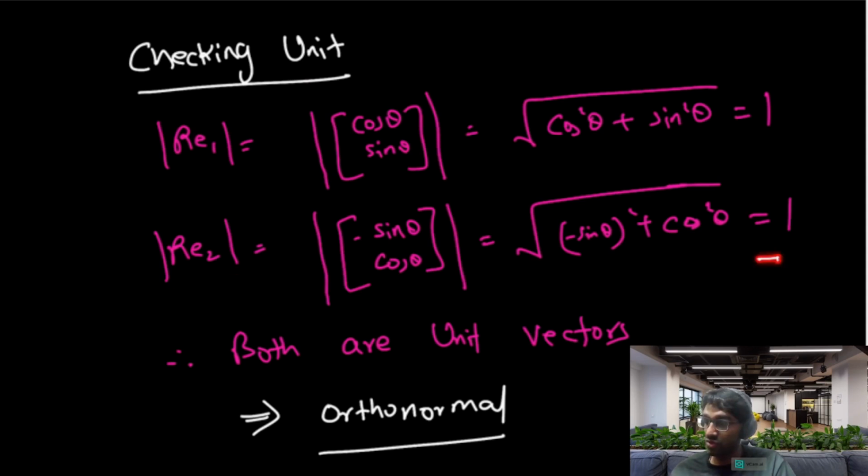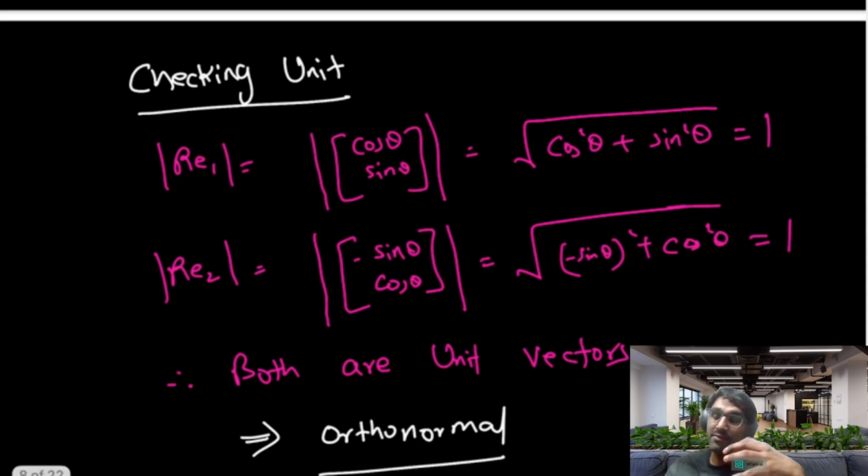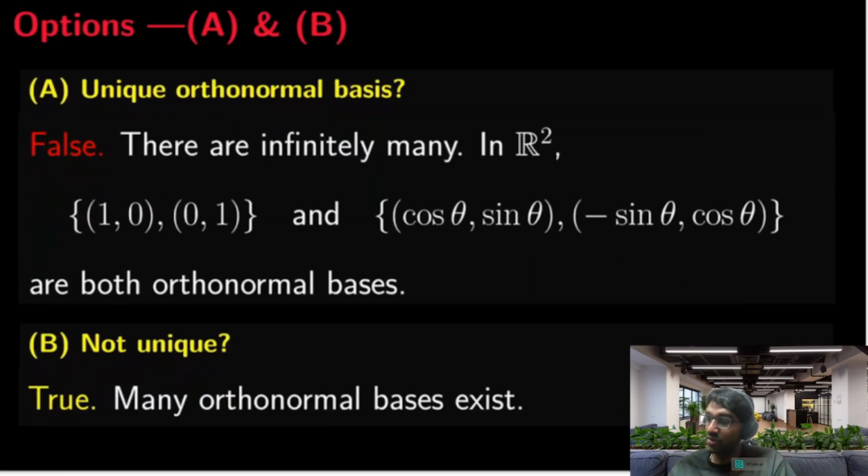So both are unit vectors. Since orthonormality requires orthogonality and unit vectors, and here we have both conditions satisfied, it is orthonormal. So what we did is we modified a standard basis and we still got an orthonormal basis. So at least we have two orthonormal basis vectors for this R2, and hence you can say that the unique orthonormal basis statement is false because there are infinitely many orthonormal bases.